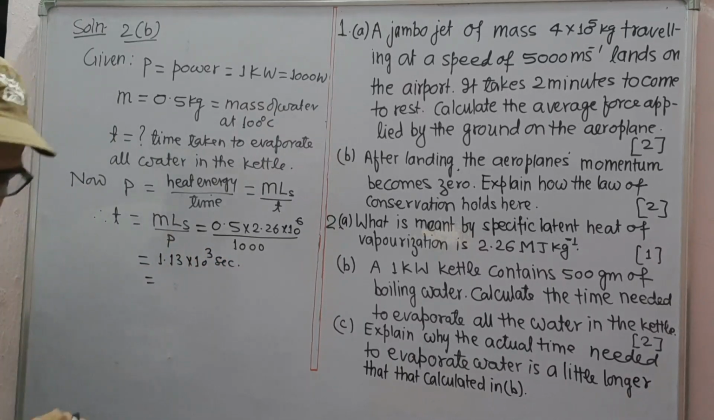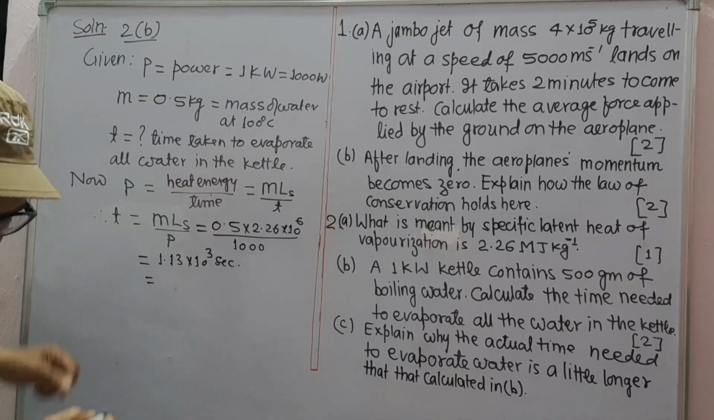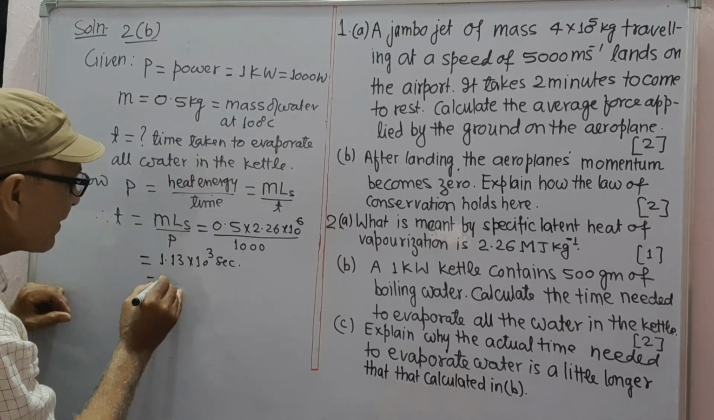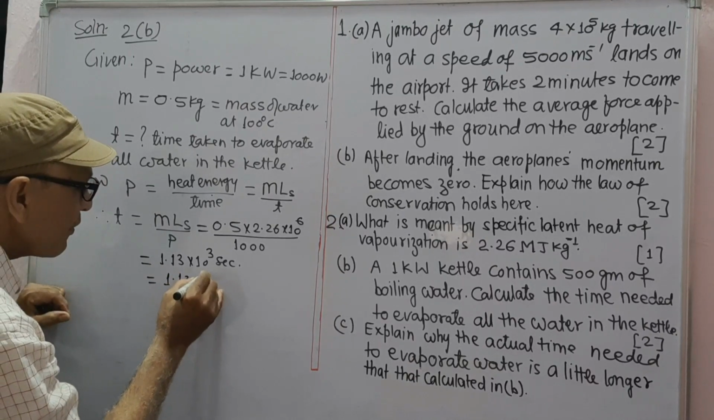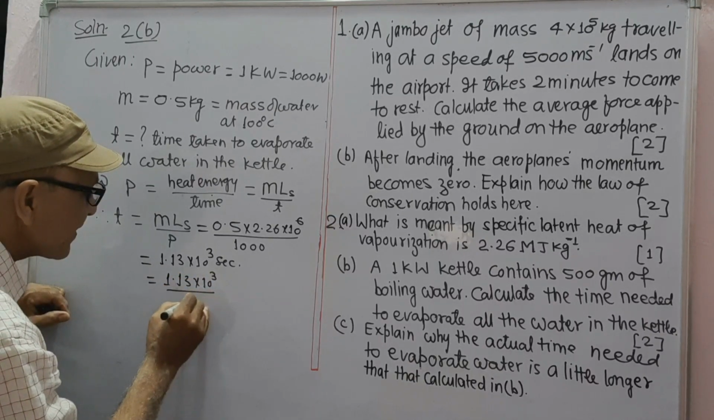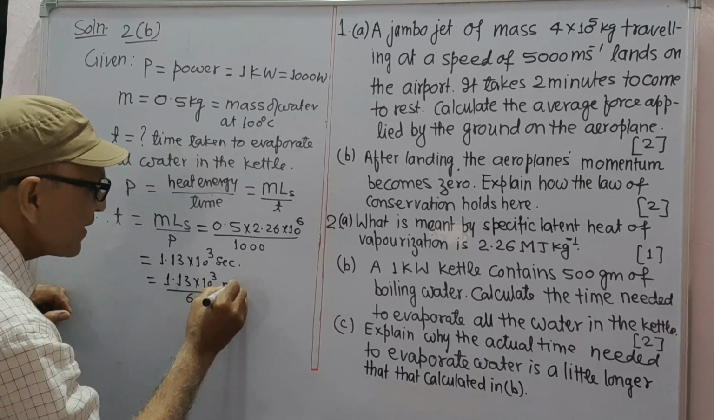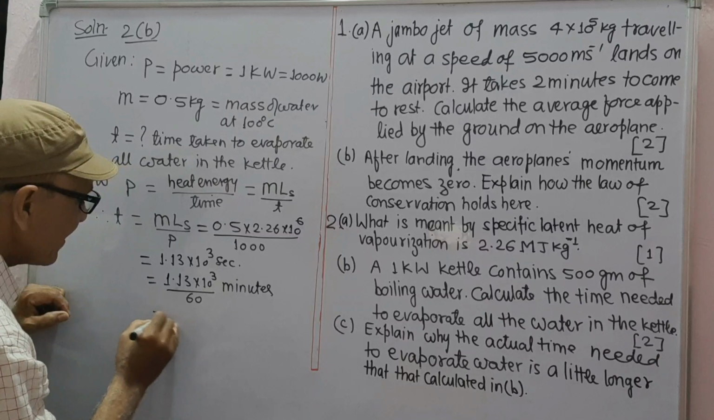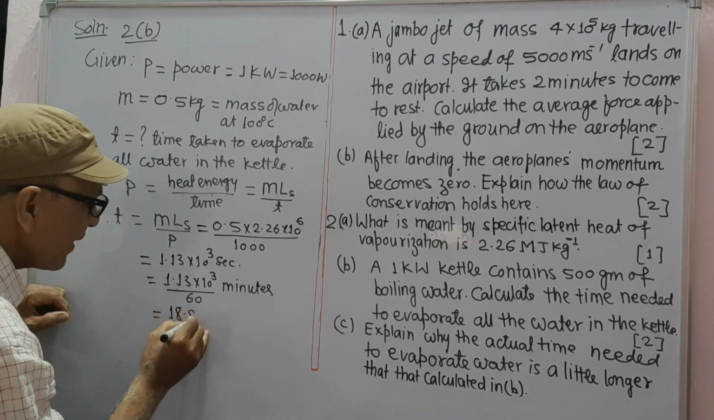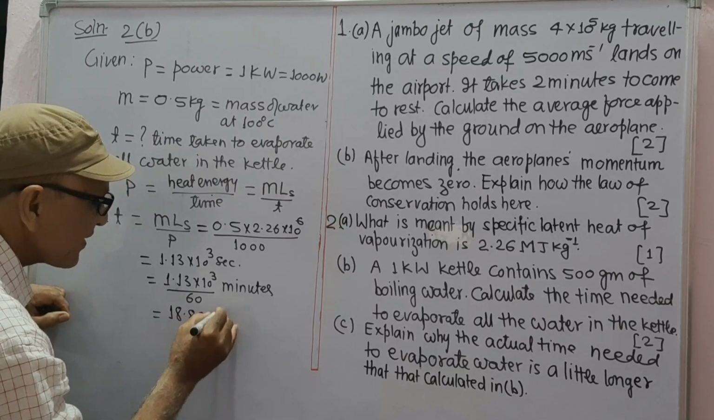When divided by 60, it gives 18 point something; upon 60 gives this much minutes, which is 18.83 minutes.